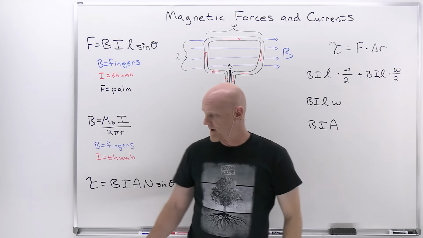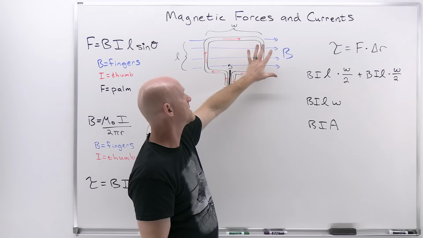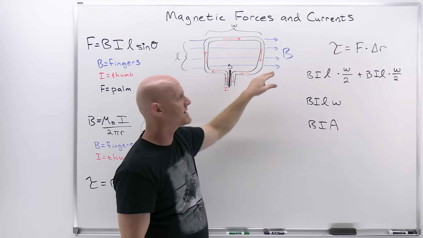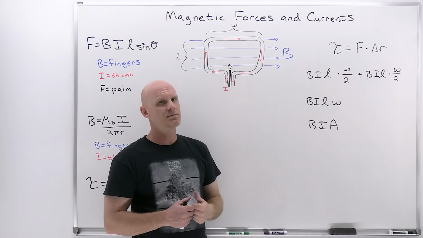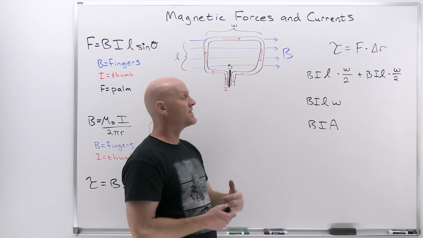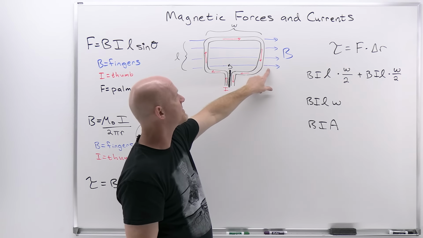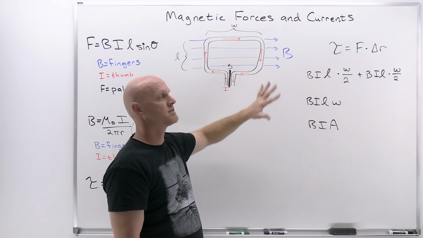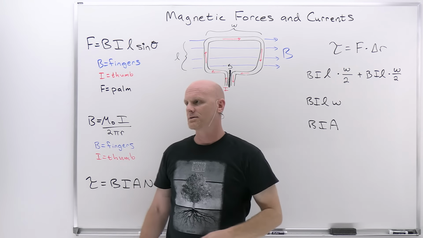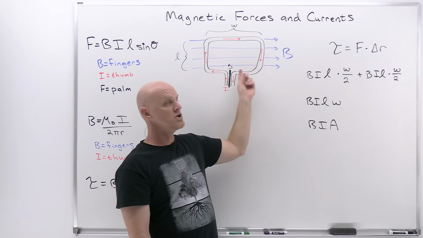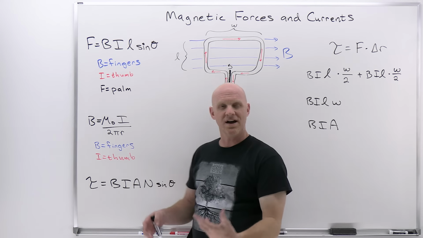Okay, so now we got to talk about that pesky sine theta here. So it turns out if the loop is parallel with the magnetic field, you get the maximum in this case. So how is theta being defined here? Well, it turns out that theta is being defined in such a way that it's not the angle away from the magnetic field. Because if it was the angle of the loop away from the magnetic field, well, I'm saying it's at a maximum when there's no angle between them, when it's 0. But the sine of 0 would be 0, so that doesn't work.